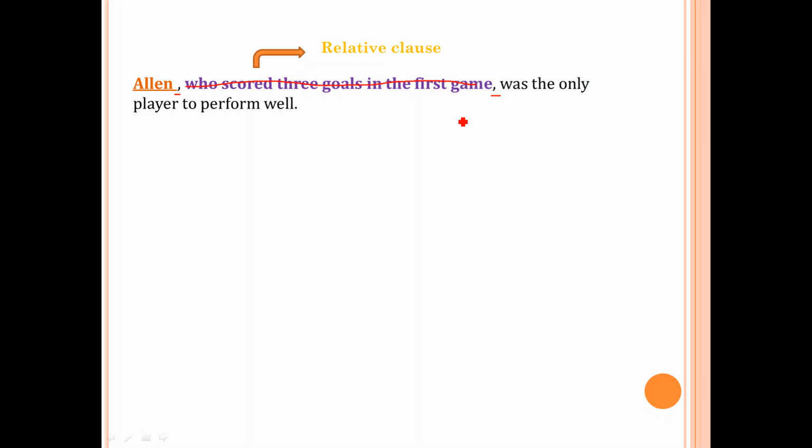أوكي. وبالنسبة للشخص اللي بيتكلم والشخص اللي بيسمع كلاهما بيعرفوا مين هو إلين، فهاي الجملة ما راح أحتاجها وما راح تكون كتير ضرورية. Okay, this one.